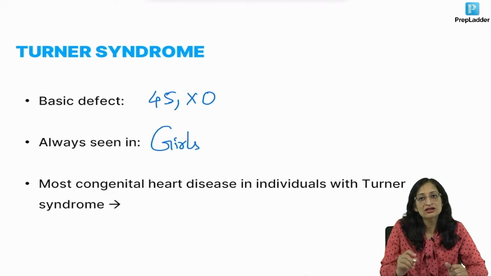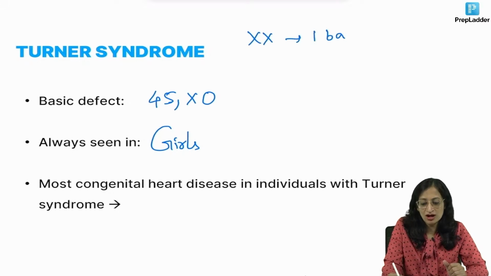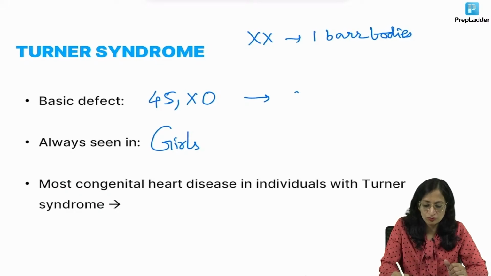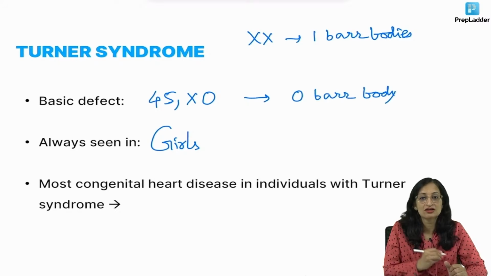Now girls normally have 2 X chromosomes, so they have normally 1 Barr body. The number of Barr bodies is the number of X chromosomes minus 1. But in girls with Turner syndrome, you will have 0 Barr body. Even though they are girls, you will have 0 Barr body, right?